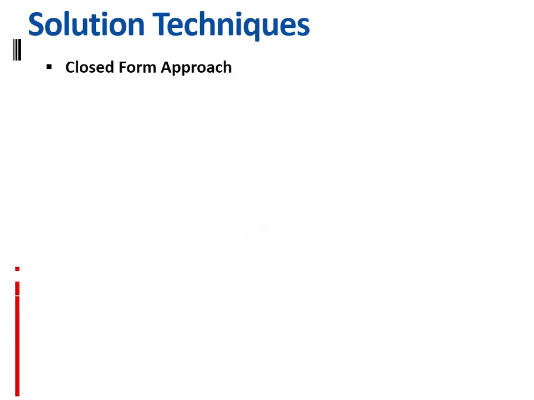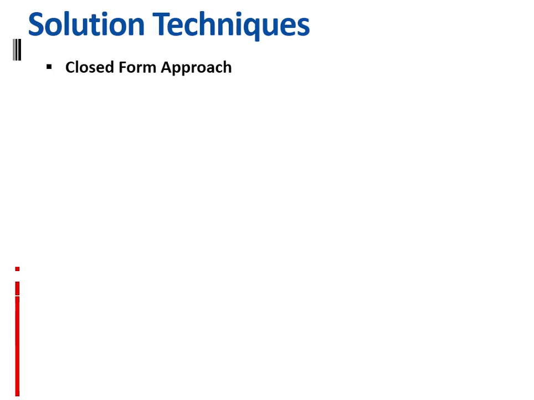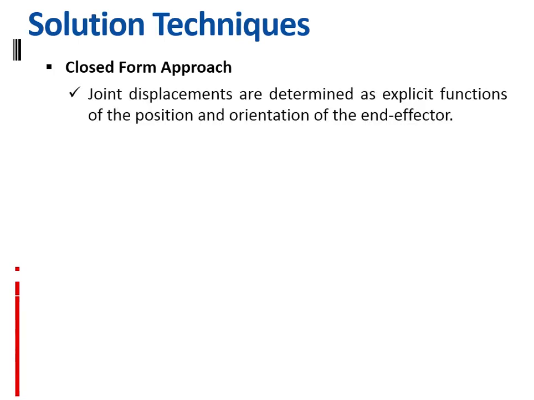Now the last is the solution techniques. For the solution techniques, we mainly classify two different techniques. One is the closed form and the other one is the numerical approach. Now what is the closed form approach? The joint displacements, that means all theta and d, are determined as an explicit function of the position and orientation of the end effector, that is n, o, a, d. That means every term is determined explicitly.